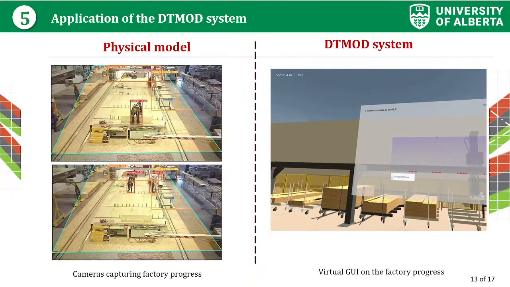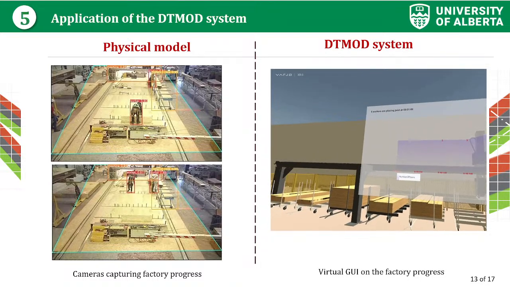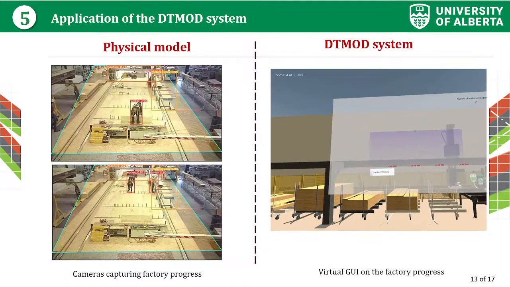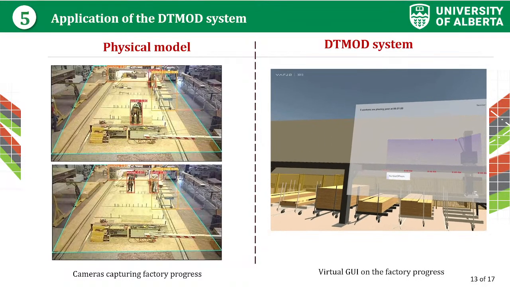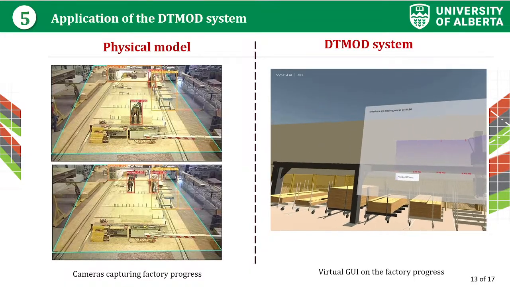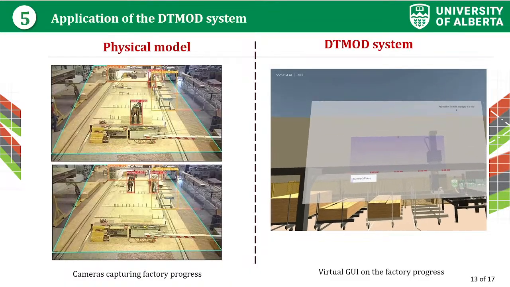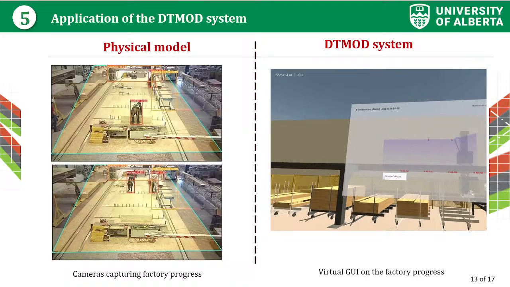In the factory, the computer vision system collects the information about the production, and once it captures certain behavior in the factory, it sends the signals to the DT mode system, and then the DT mode user can get updated about the number of floors being manufactured, the duration of the activities, how many workers are engaged in a particular activity, and so on.